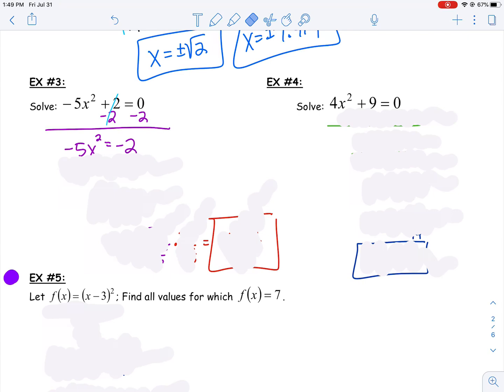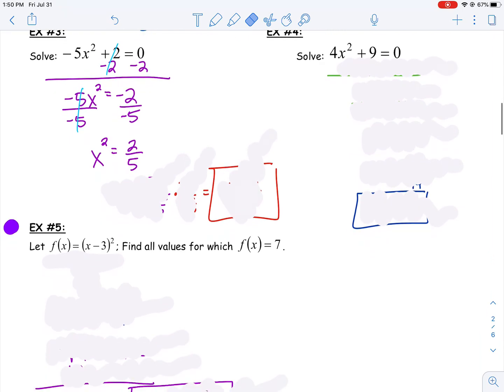Now, let's make sure that we get rid of all the coefficients first before we start square rooting. So let's go ahead and divide both sides by -5. When I do that, I end up getting x squared equals positive 2/5, right? Because two negatives divided give me a positive. Now let's go ahead and get rid of that square by square rooting both sides. The square and the square root cancel, and I'm left with x equals, remember, plus or minus the square root of 2 over the square root of 5 if you wanted to break those square roots up, right?